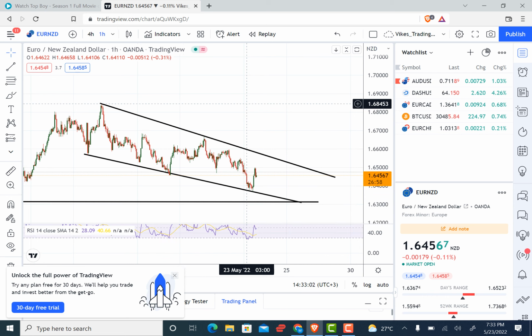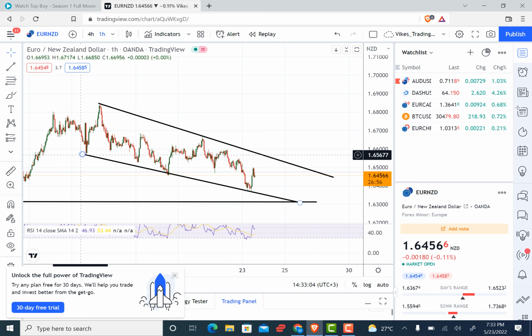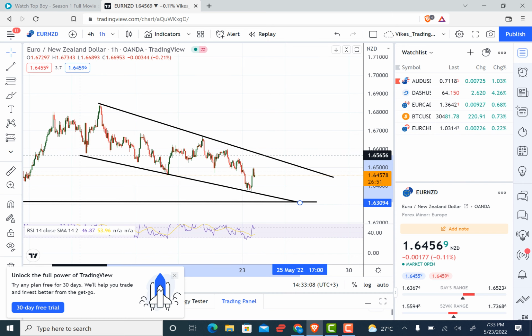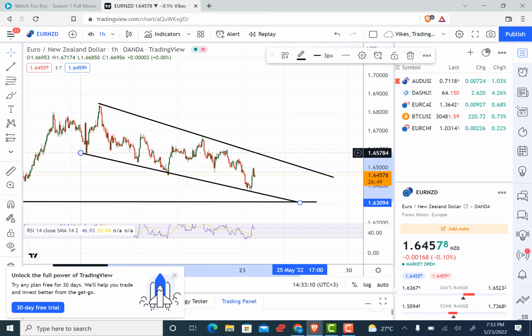Basically, on a H1 time frame, it seems like it's forming a wedge pattern, continuation wedge pattern. After a bullish rally, you see prices exhausting, forming lower highs and lower lows, but kind of squeezing. That's what a wedge pattern is.